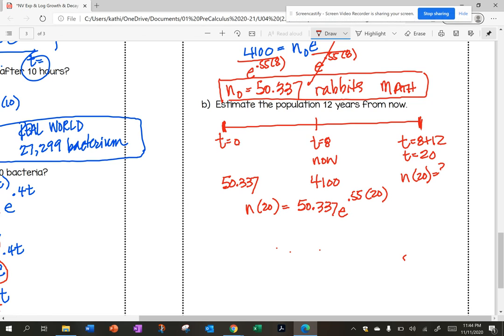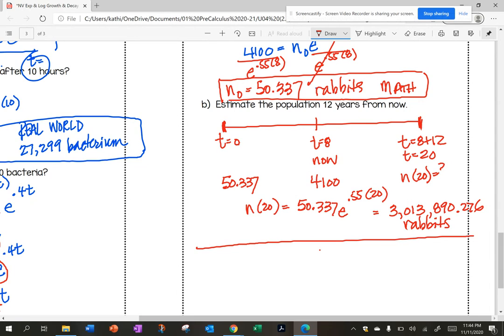When I put this in my calculator, I get 3 million. I get 3,013,890.276 rabbits. Okay. That's one way I could do it.